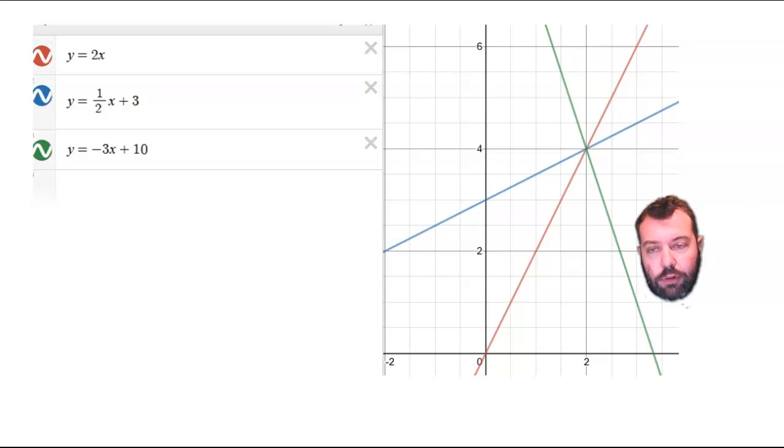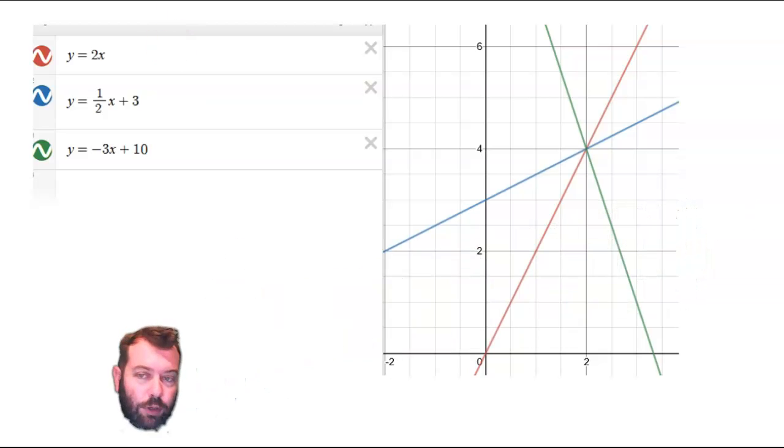Here are those three equations in Desmos. y equals 2x is the red line, y equals half x plus 3 is the blue line, and y equals negative 3x plus 10 is the green line. We can see they all intersect at (2, 4). They are concurrent, just as we determined algebraically.